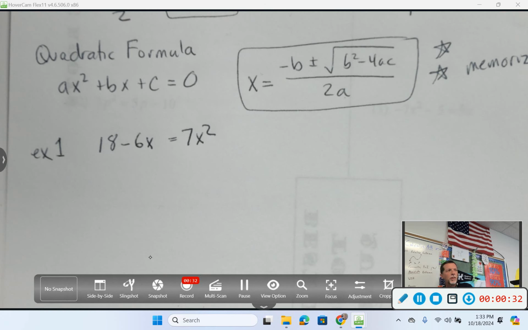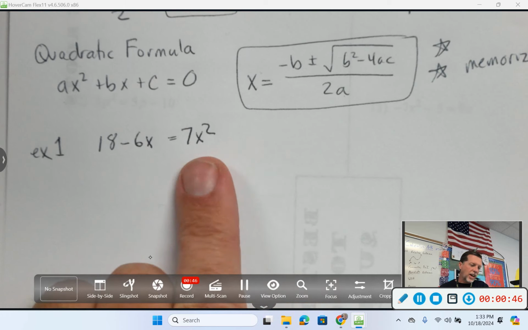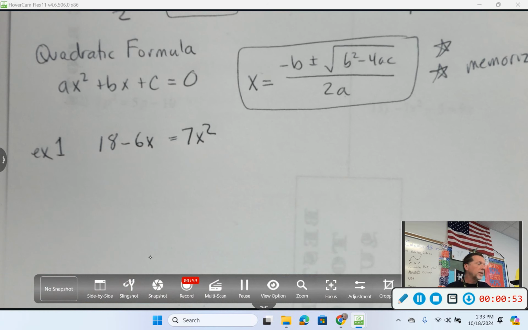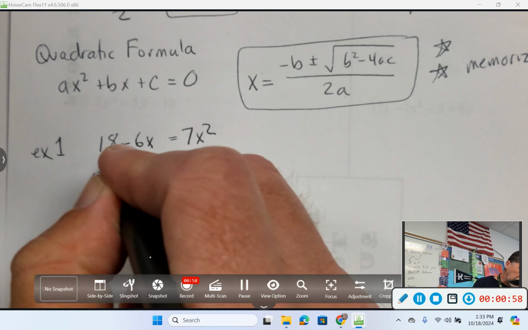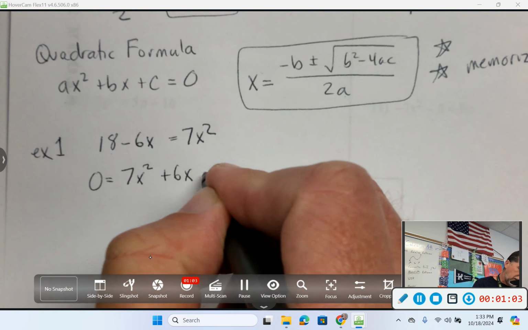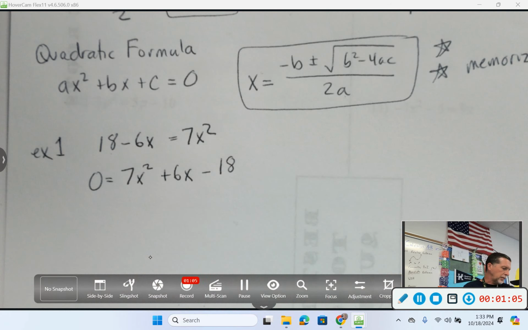Okay, quadratic formula experts on the first problem. What should I do first here? Move the 7x squared. I need to move something around. You can move the 7x squared if you want, or you can move the 18 and the 6x. It doesn't matter. If you move the 7x squared, you're only having to move one thing, but I like my lead coefficient to be positive, so I'm going to move the other stuff over. But it doesn't matter. If you move the 7x squared over, that's okay. I'm going to move the 18 and the 6x over. 7x squared plus 6x minus 18.